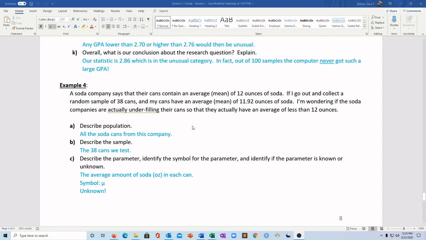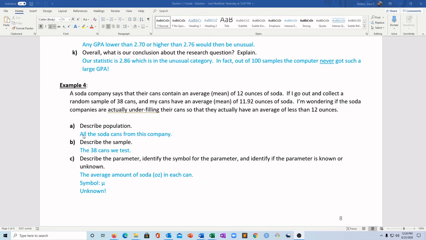So example 4 is a soda company says that their cans contain an average of 12 ounces of soda in each can. If I go out and collect a random sample of 38 cans and my cans have an average of 11.92 ounces of soda, I'm wondering if the companies are actually underfilling their cans, or if maybe the 38 cans I grabbed, I just got a little unlucky and my average was a little bit low. But in general, they are true with what they're saying. So that's what our goal is.